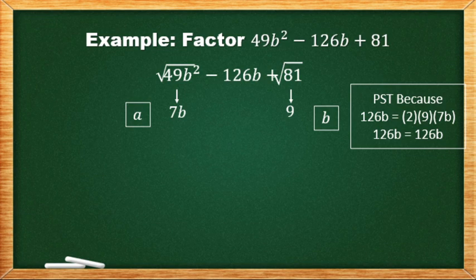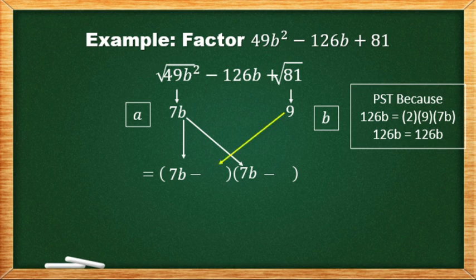So, ang ating A ay 7B. Ang ating B ay 9. Gamitin ang second pattern. Si A mapupunta kay first term ng bawat binomial. At si B mapupunta sa second term or the last term ng bawat binomial. That's why our first term is 7B, 7B. 9 mapupunta sa second term ng ating binomial. That's why 9, 9. And our final answer is open and close parenthesis of 7b minus 9 squared.